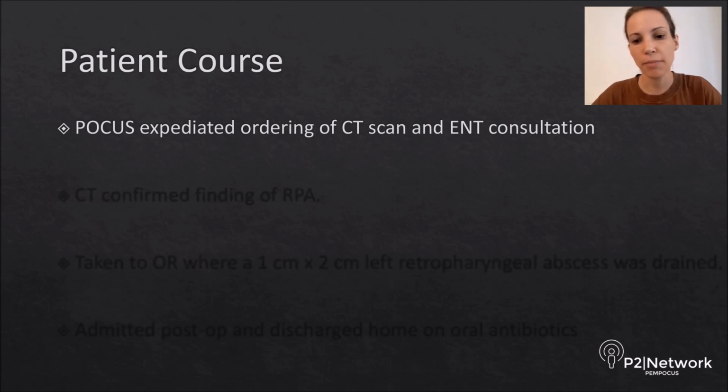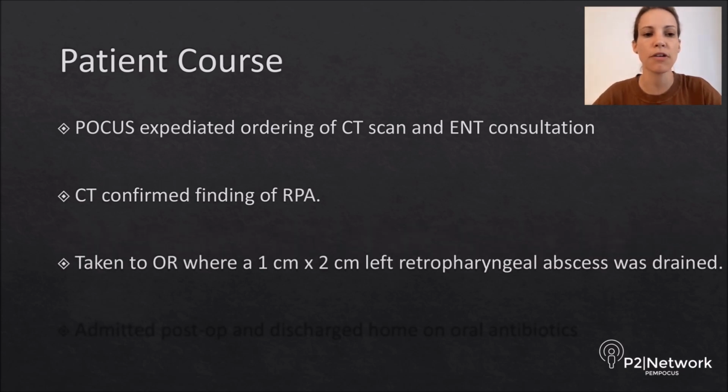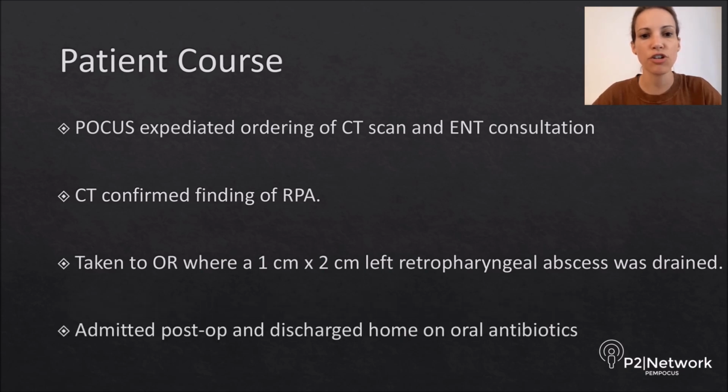Labs were done. The patient had a white blood cell count of 33, an ESR of 62, and a CRP of 5. The CT scan confirmed the findings of an RPA, and the patient was taken to the OR where a 1 centimeter by 2 centimeter area of swelling in the left retropharyngeal area was evacuated of pus. The patient was admitted post-op and discharged home 1 day later on Augmentin.